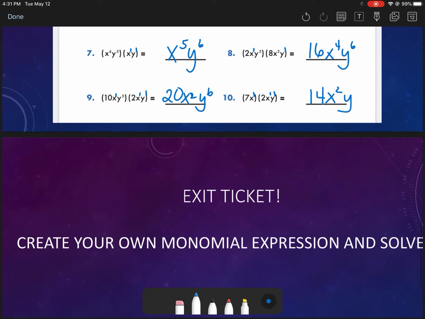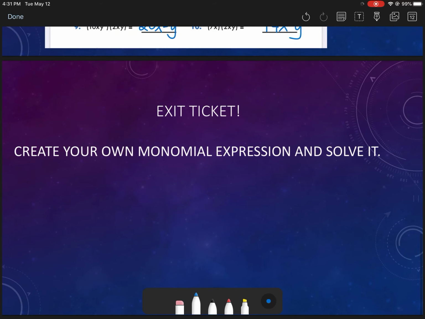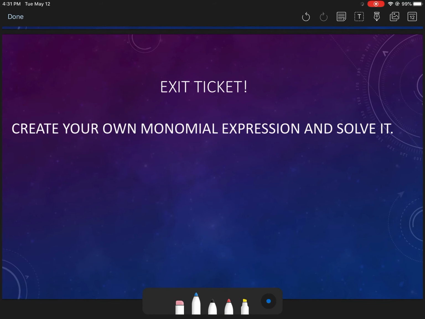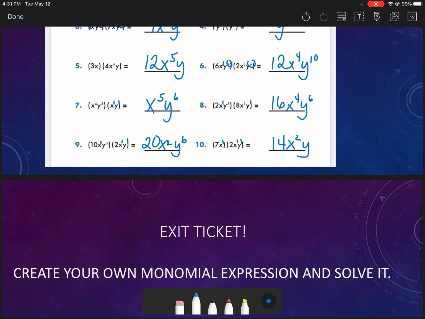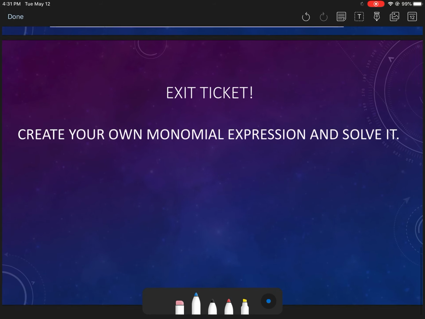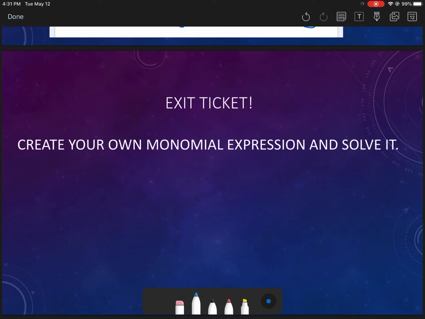All right, last slide, exit ticket. Create your own monomial expression and solve it. So you can use the problems up here if you like as a guide. I want you to create your own. Okay, so let's say I'm going to just create my own as an example, but I want you to come up with a different one. Okay, I don't want it to be the example that I'm giving you. Let's say I have 5x squared y to the third z times 3x to the fourth y to the second z to the second.